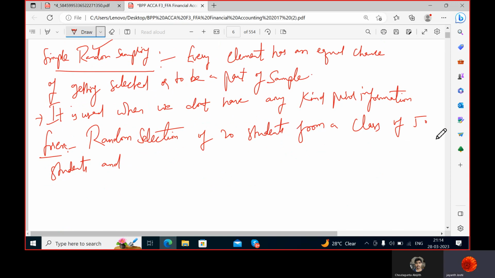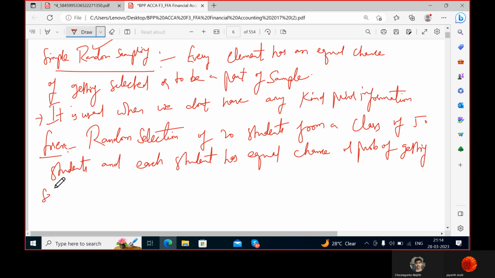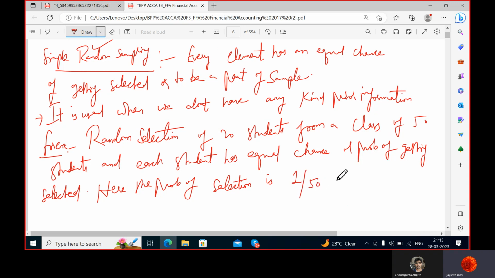So random selection of 20 students from a class of 50 students, and each student has an equal chance or probability of getting selected. So what is the probability here? Probability of selection is 1 by 50. Okay.